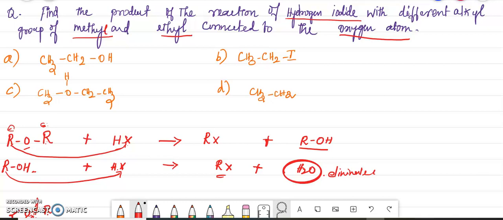So today we are going to discuss the topic of ethers. In that topic, we particularly discuss the chemical reaction of ethers, how ethers react with hydrogen iodide, the halogen.